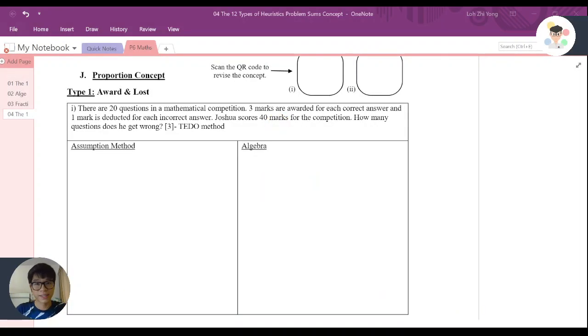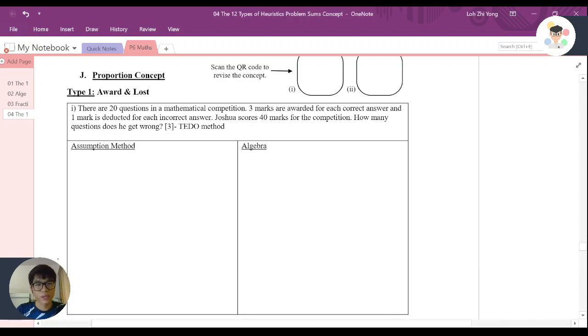Welcome back to Teachilo class, and this is a discussion for book number 4, the 12 types of heuristic problem sum concept, and now we are in proportion concept. Now, let's look at type 1, which I name award and loss. Now, let's look at the first question.